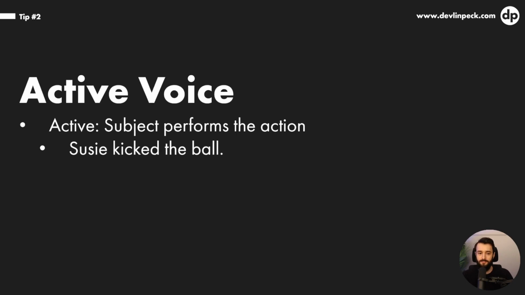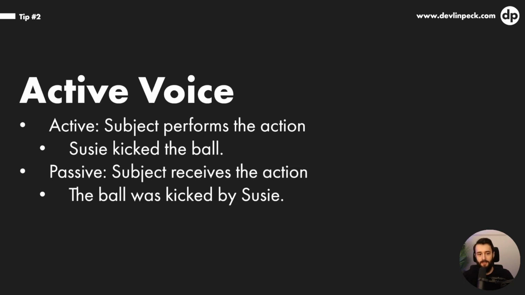Okay, so the active voice is when the subject performs the action. So Susie kicked the ball. Susie is the subject. Kicked is obviously the verb. Susie kicks the ball. Very easy to picture that. Now the passive voice, which a lot of people use naturally without even realizing it, is when the subject receives the action. So the ball now is the subject. The ball was kicked. So now the ball is getting acted upon instead of a subject taking an action.